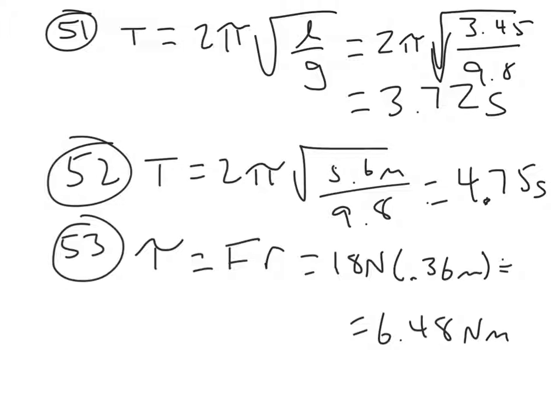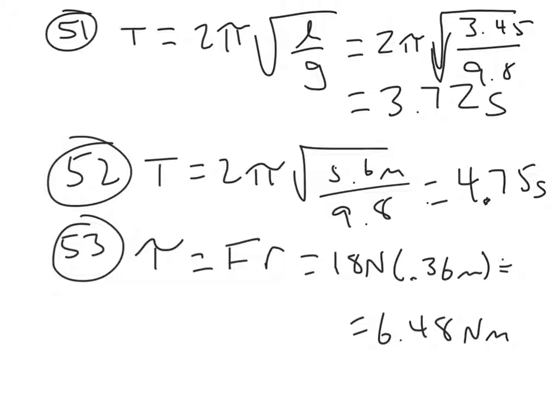51 talks about the time period of the pendulum. The pendulum formula is as follows. You just plug and chug, get the answer. 52 is exactly the same question with different variables. You simply put 2 pi square root of the length of the pendulum, which is 5.6 meters. Gravity is 9.8 meters per second squared, and you end up with 4.75 seconds.